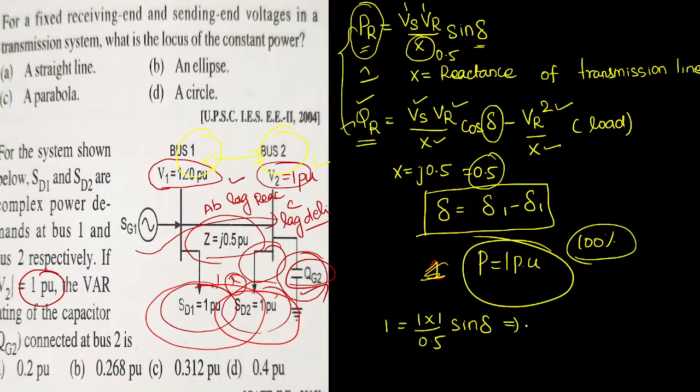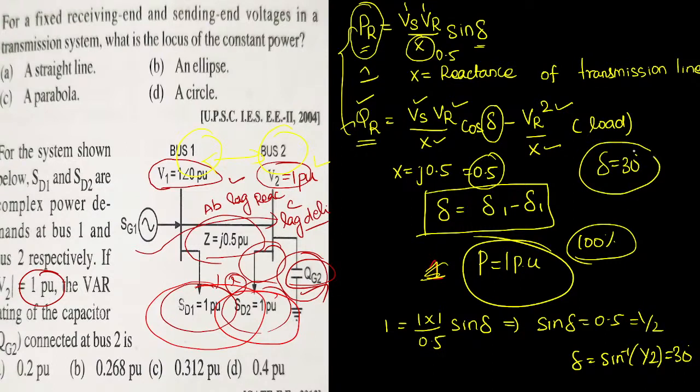Now what are we going to do? Now, what will the real power be? Real power equal to sin delta. From this you can calculate the value of sin delta or delta. Directly you can calculate delta. 0.5 means 1 by 2, can we say? So delta equal to sin inverse of 1 by 2. I hope that will be equal to 30 degree. We all know. So the value of delta equal to 30 degree. Finally we got the value of delta.